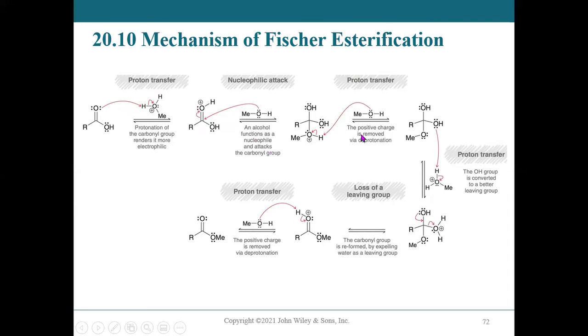intermediate, then the proton transfer, the positive charge is removed via deprotonation, and then we are protonating the alcohol again, and so we'll have this positively charged intermediate, another reform of the carbonyl expels water as the leaving group. And then we deprotonate this protonated carbonyl, producing the final ester.